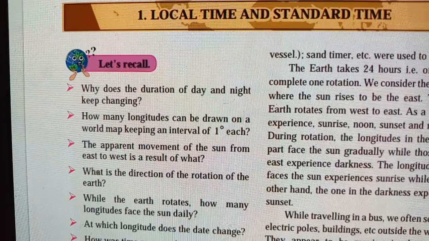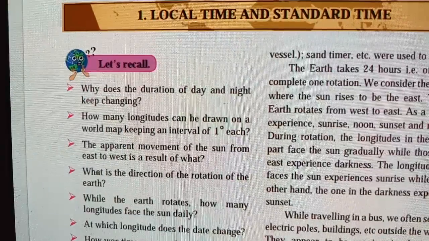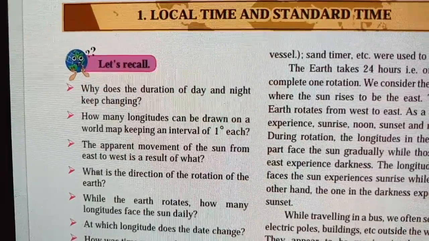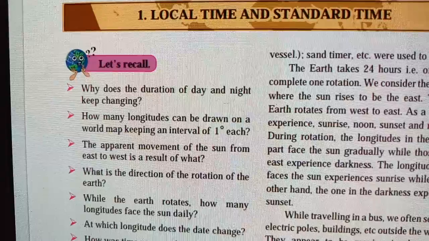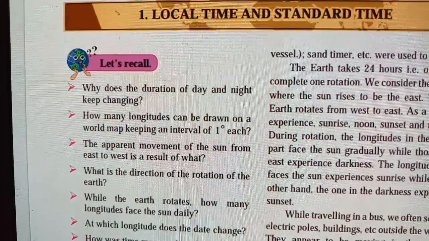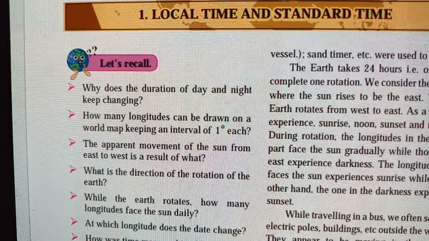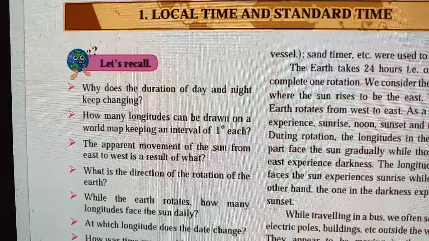Here they have given some questions, or it is the previous year's questions they have asked, that we have also studied. So now let us discuss these questions. Why does the duration of day and night keep changing? The Earth rotates at a tilt of 23.5 degrees. So this is the answer to the first question.